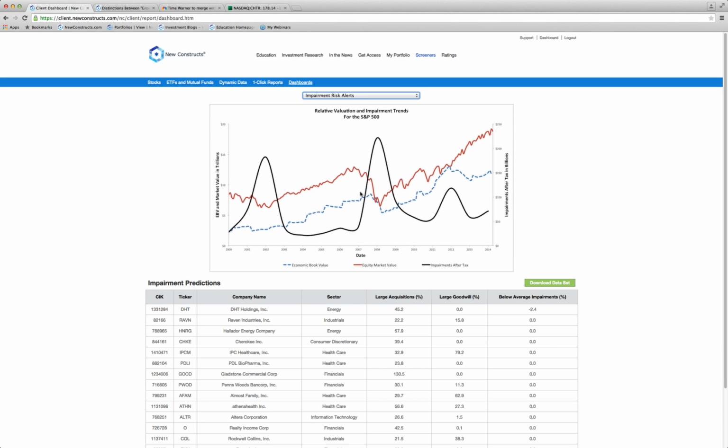You can see the crash is clearly here. Market values come way down, economic book values drop as well. Interestingly, in 2012, we didn't see really a crash, but we saw a pretty good spike in economic book values without a corresponding spike in market values. Interesting, right? The black line shows trends in the amount of impairments. Not surprising, when markets are weak, what do companies like to do? Throw in the kitchen sink, right?